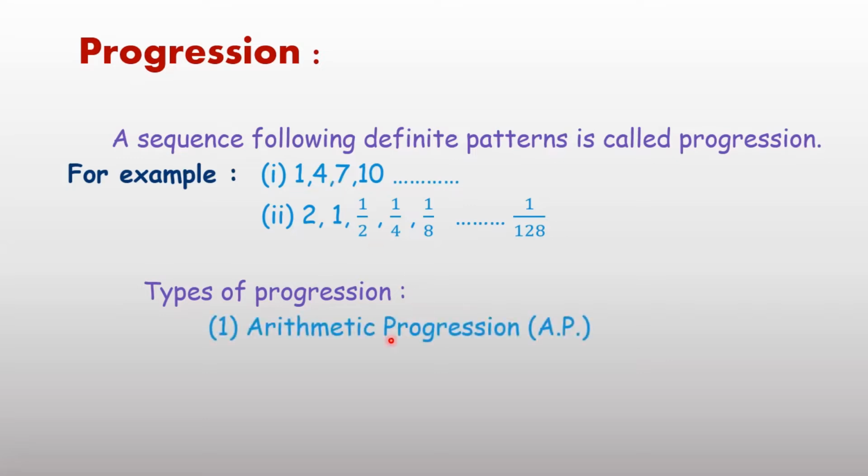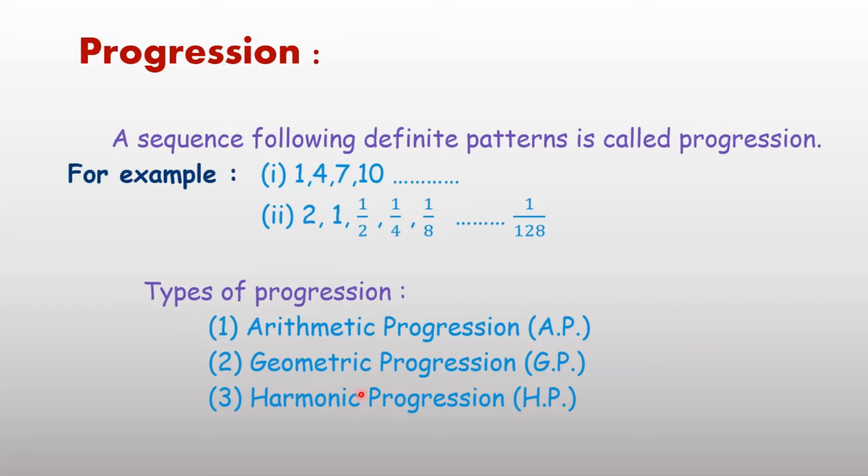Types of progression. One is arithmetic progression, geometric progression, and the third one is harmonic progression. If the next term in the sequence you get by addition of a constant number, then you can say it is in arithmetic progression. Or if you get it by subtraction, again it is in AP, arithmetic progression. If the next term you get after multiplication or division by a constant number, then that progression is known as geometric progression.